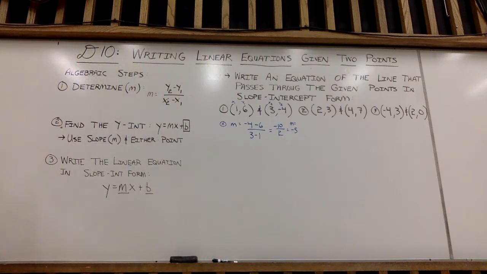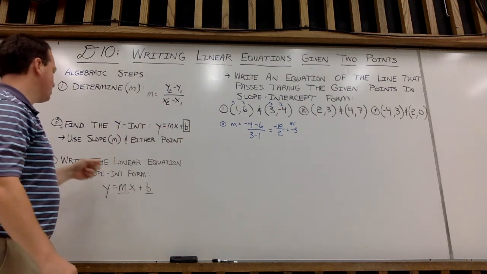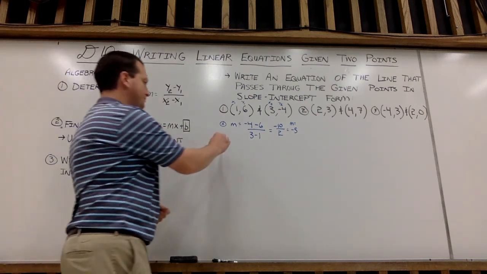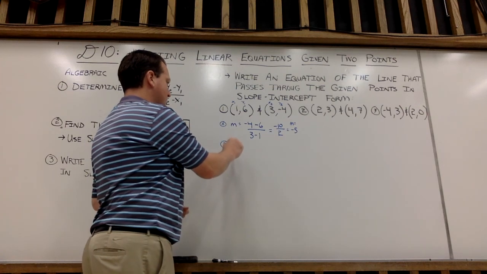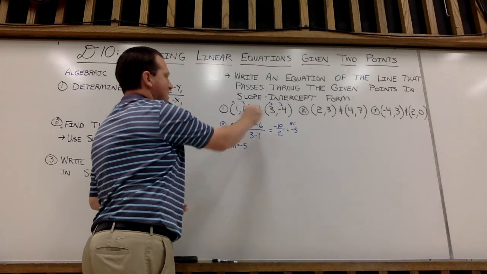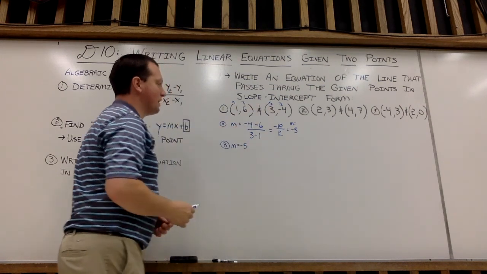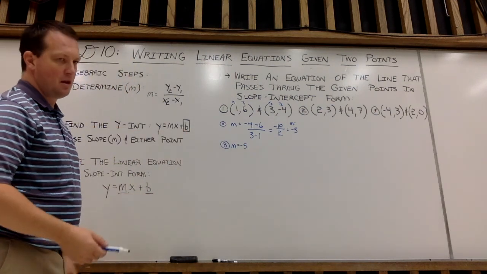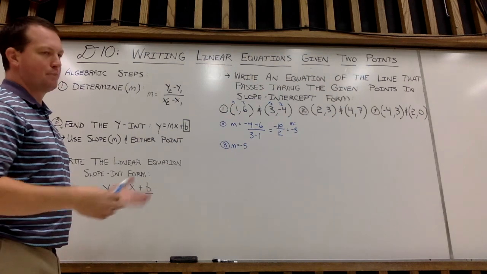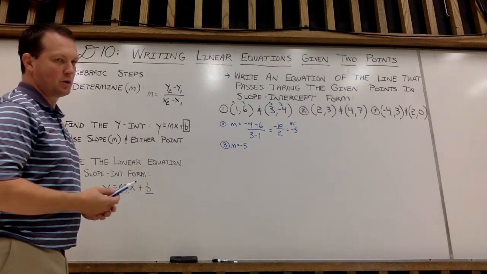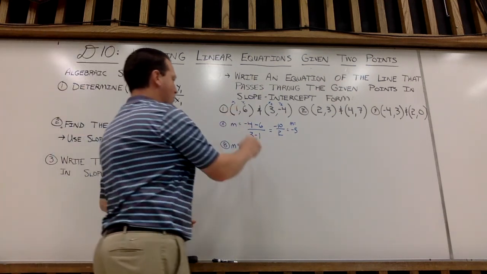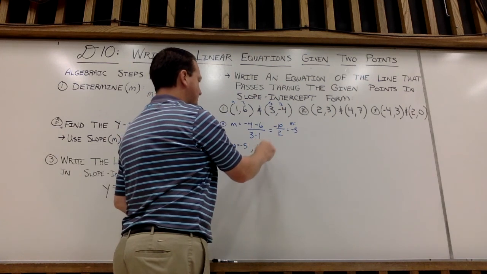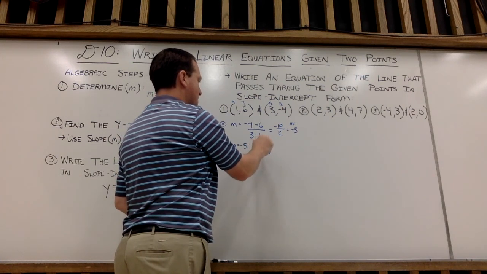Step 1, done. Step 2, I'm going to find the y-intercept by using the slope m, and then either point, 1, 6, or 3, negative 4, to find b, the y-intercept. For this example, I'm going to use both just to show you it doesn't matter which one you pick. So I'll start with 1, 6 for the x and y.